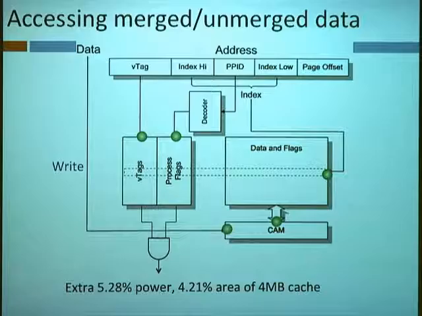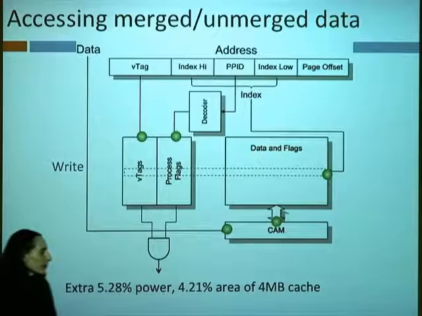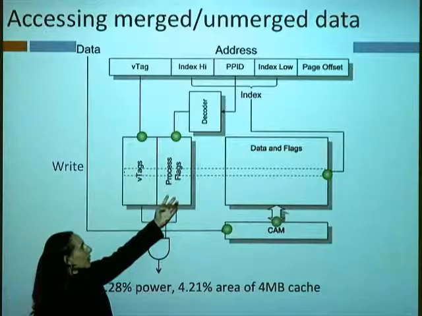And this only cost 5.28% power and 4.21% area of a 4 megabyte cache. All we really added were the process flags and the CAM.